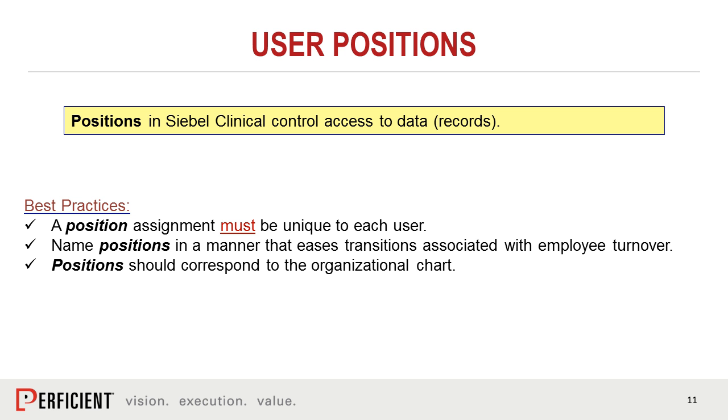So while responsibilities in Siebel CTMS control the access to the screens and the views, what user positions do is control access to the actual data or the individual records within the system in some cases. A position is a unique identifier that can be assigned to each Siebel CTMS user. In other words, records are assigned to or associated with positions instead of being assigned to individual users. So it's a one-to-one mapping between user and position.